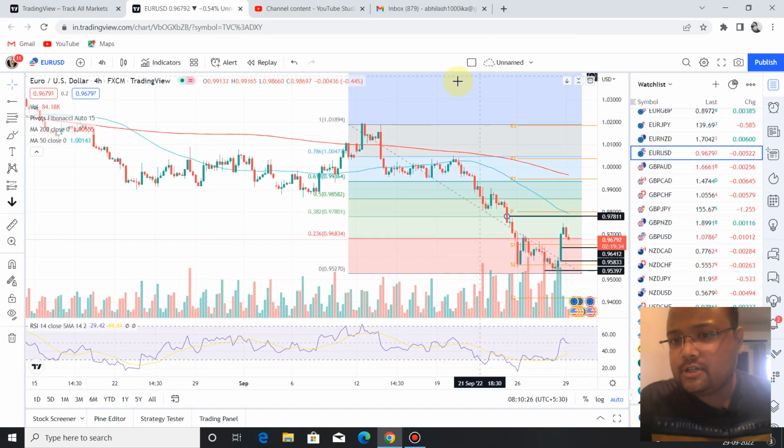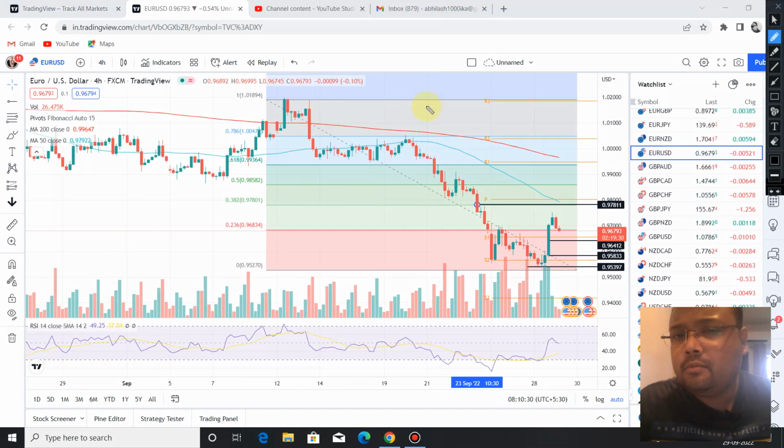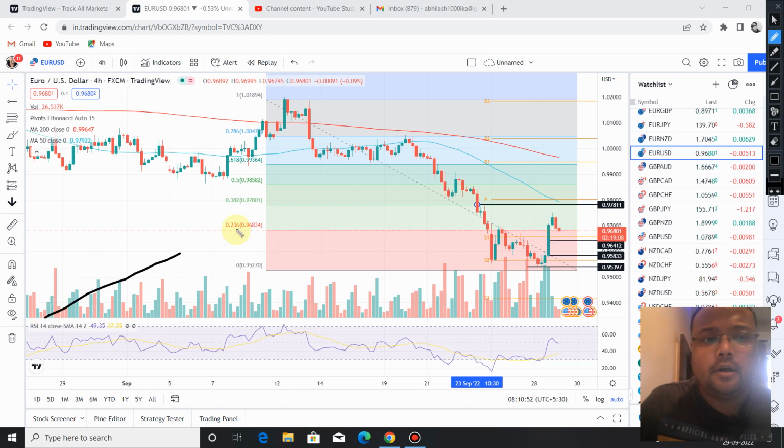Now let's have a look at the chart of Euro USD. DXY almost bounced from the Fibonacci 23.6%, and Euro USD also reversed. Not fully, but almost. Right now standing at 0.9680, this is the current market price here. But as we have already seen on the chart of DXY, there has been a gap. Market did not test the support fully.